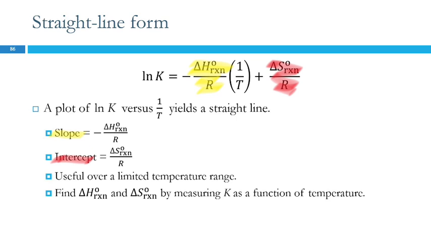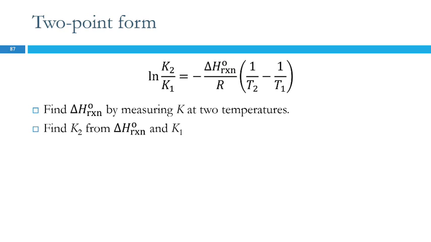So we can get a pretty good estimate of delta H and delta S by measuring the equilibrium constant at different temperatures. And that's something that you can actually measure. We did that. There's also a 2-point form of that. And this is a lot like a previous equation that we used, the Arrhenius equation. So we can find delta H if we have K at 2 different temperatures. And so that's not too hard to measure either.